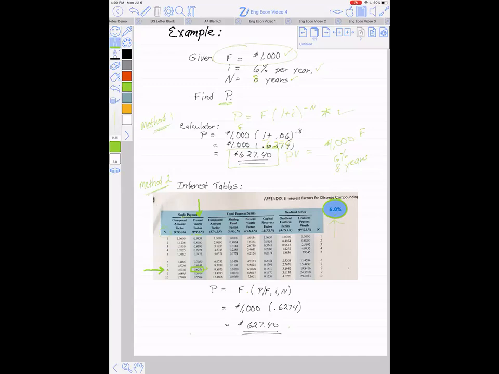And so here's how I'm writing that. Find P given F of $1,000 times that factor from the table. Again, works out to $627.40, same as our answer above. I like using the interest tables because it simplifies the math. As long as you choose the correct column and get the number of periods right, you'll come up with a factor and you don't have to do that negative exponent.